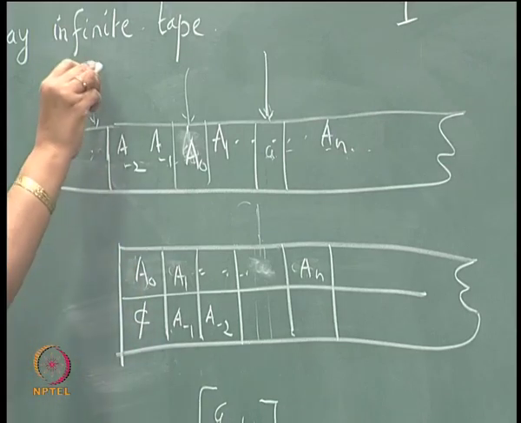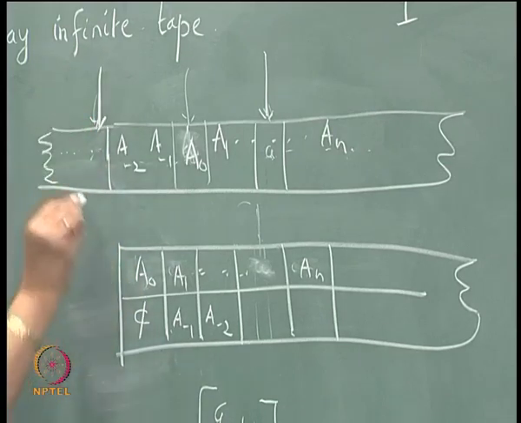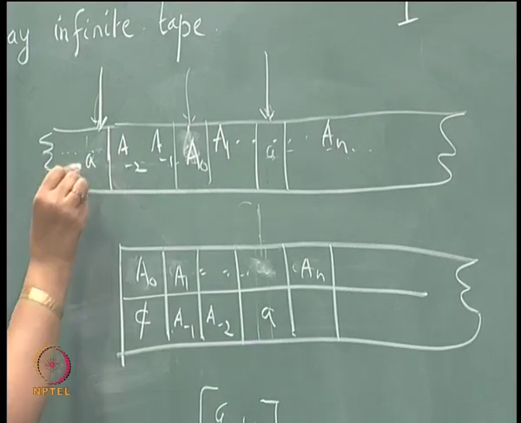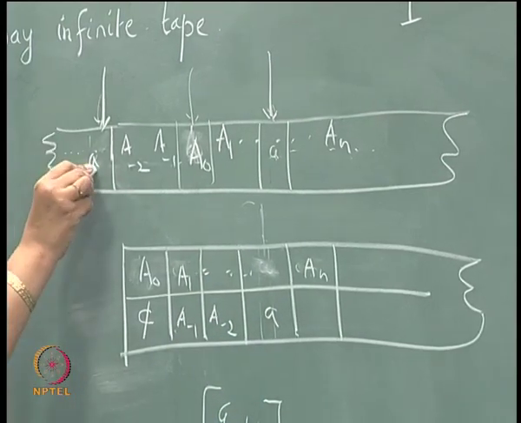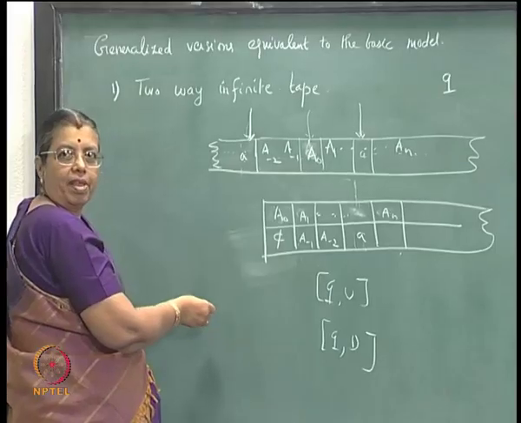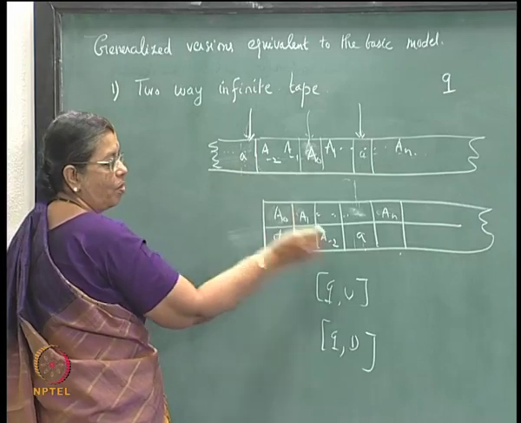On the other hand, if you are reading some symbol here, say some A, then after making the move, if you move left, here you have to move right. If you move right here, you have to move left here.